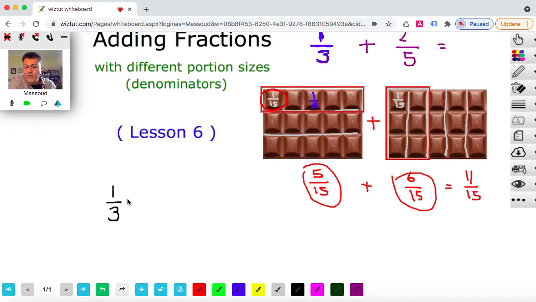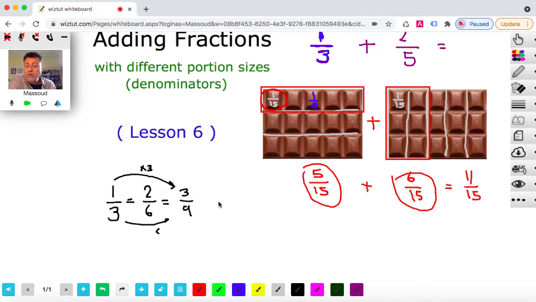So as you know, a third is equal to, if I double the top and double the bottom, I get 2/6. So a third is equal to 2/6 as a fraction. These look different, but they actually indicate the same quantity. Or I can treble it. If I treble the top and treble the bottom, I get 3/9.